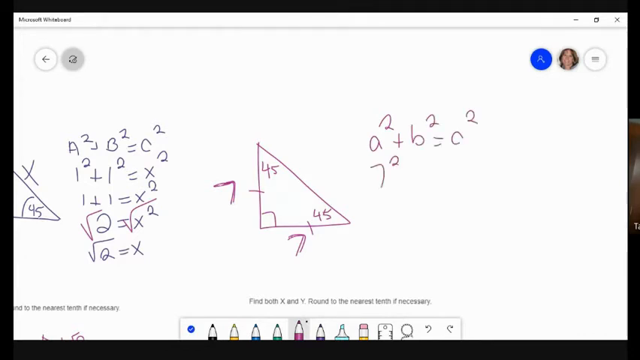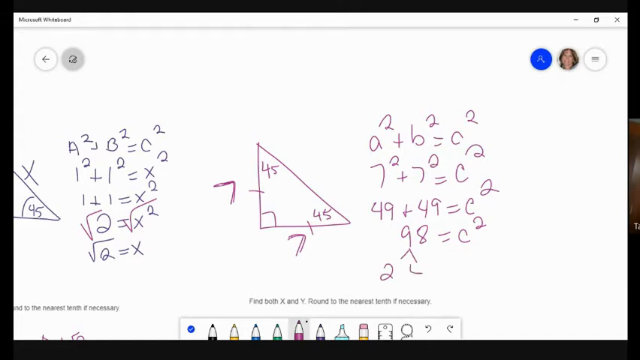Which would be 7 squared plus 7 squared equal to c squared. And when you add that all up, we get 7 squared is, of course, 49. That's 49. And that is going to be 98. Now, for my honors kids, we always break it down and we reduce the radicals. This would actually be the same thing as 2 times 49, and I would have them actually reduce the radical.